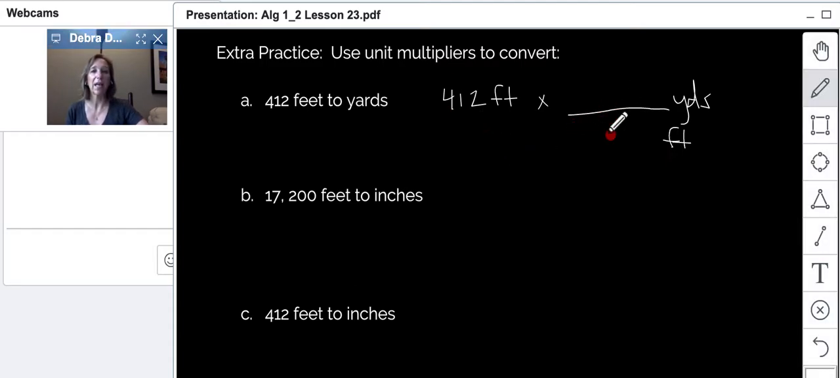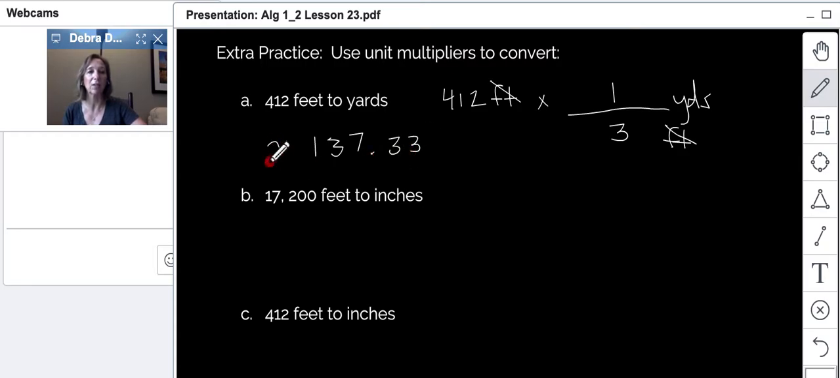And we're going to get 3 feet in 1 yard. So the feet cross out, and we're going to divide. Hopefully you divided 412 by 3, and you get a nice ugly decimal number, 412 into yards. This is kind of unfortunate. So you're going to get, we can round it to 2 places. So it's going to be 137.33. You can round these to 2 places.